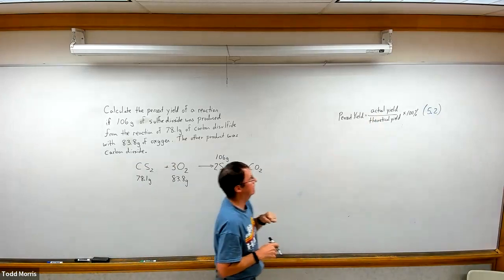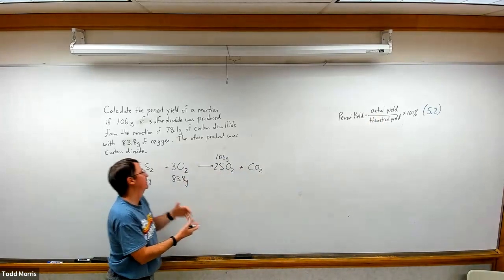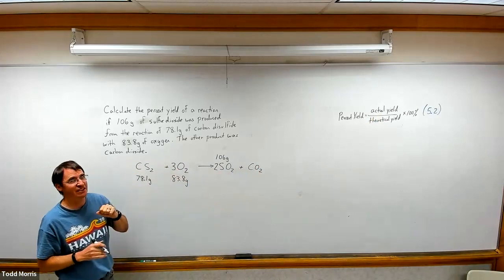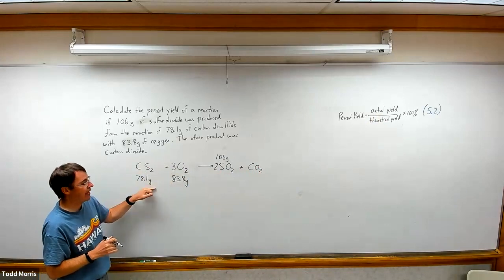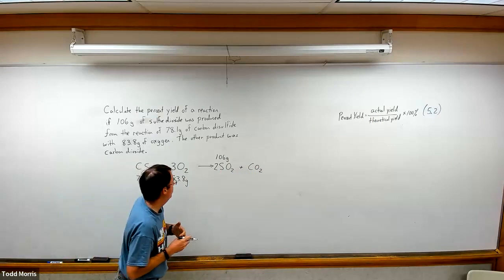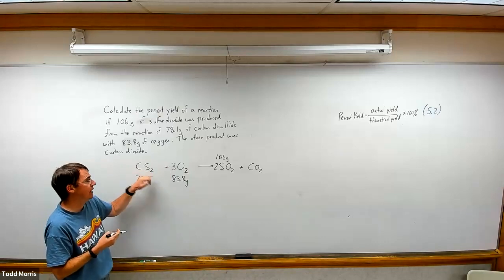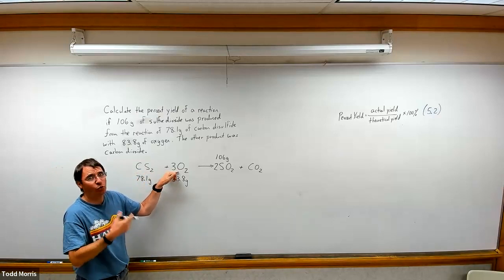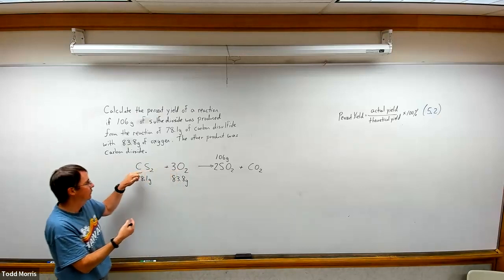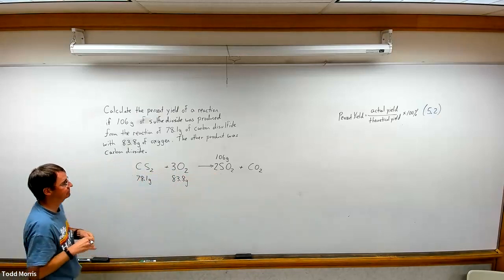It's going to take quite a bit more time, because theoretical yield is how many grams of sulfur dioxide we should have been able to produce from the reaction of 78.1 grams of this reactant with 83.8 grams of this reactant. Notice that because we have 2 reactants, we are given the amounts of both reactants. This is a so-called limiting reactant problem, where we have to determine between 78.1 grams of carbon disulfide and 83.8 grams of oxygen which one is the limiting reactant, which one's going to run out first, because it's the amount of that substance that's going to determine the theoretical yield of the reaction.